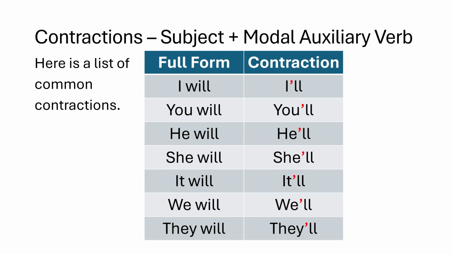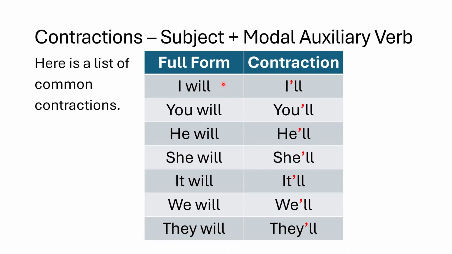Here is a list of common contractions. These contractions are made up of the subject plus the modal auxiliary verb will. This is the full list. Remember, when the 2 words are separate, they are referred to as being in their full form. I will read the words. I will pause. When I pause, you say the words.